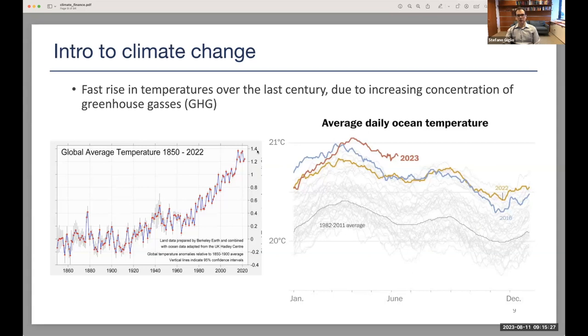And then similarly, the temperatures of the oceans. These are the temperatures for a year, in different seasons. And you can see that we've been pushing up and up and up over the last decades. And why is this happening? It's because there's a higher concentration in the atmosphere of some particular gases called greenhouse gases, the most important of which is carbon dioxide, that retain some of the heat that comes from the sun.